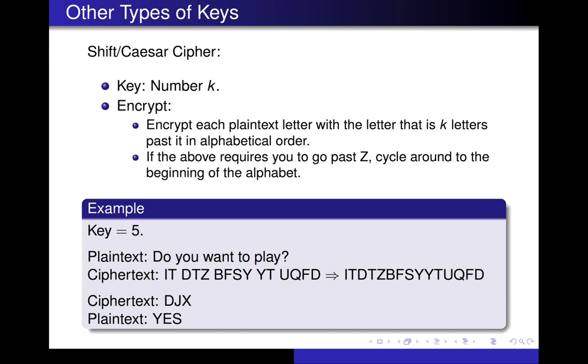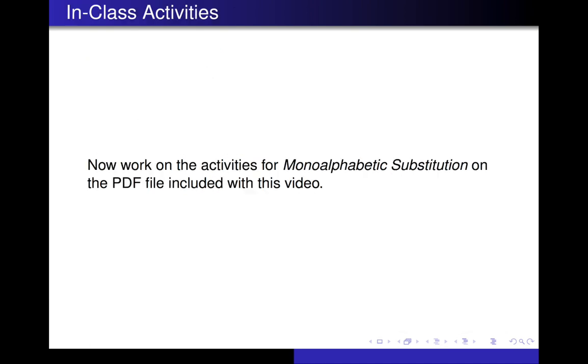So that just gives you an example of a cipher where we don't necessarily have to have a really complicated key. So now I think you're ready for the monoalphabetic substitution activities that are included with this video.